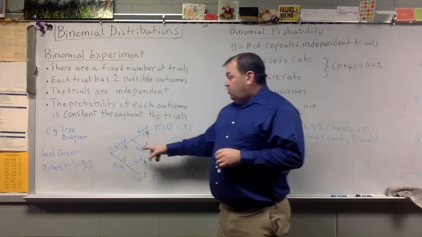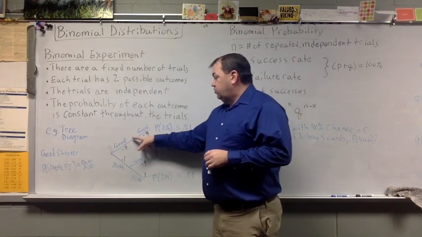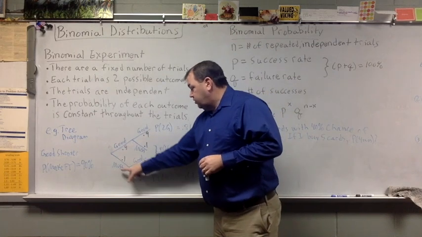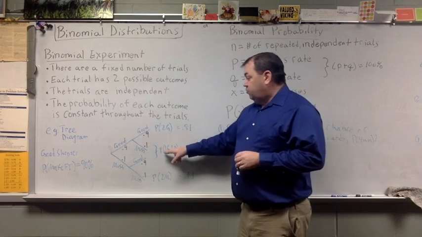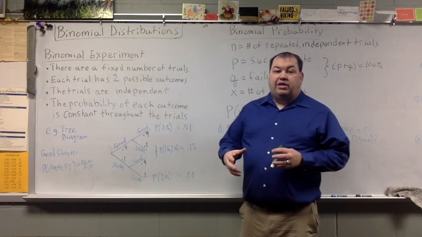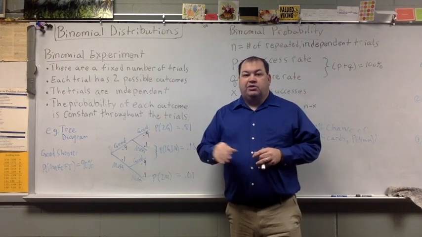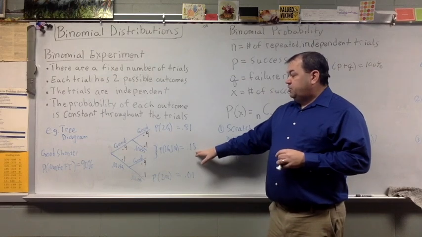If we talk about making one and missing one, and if I don't care about the order, I could go this route, which is 9%, or I could go this route, which is 9%. So I actually have two ways of one good, one miss, 9% each, so I have a total of 18%. So if it doesn't matter which one is made first or missed first, 18%.